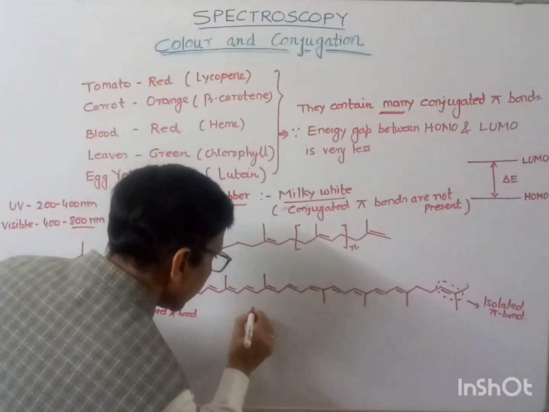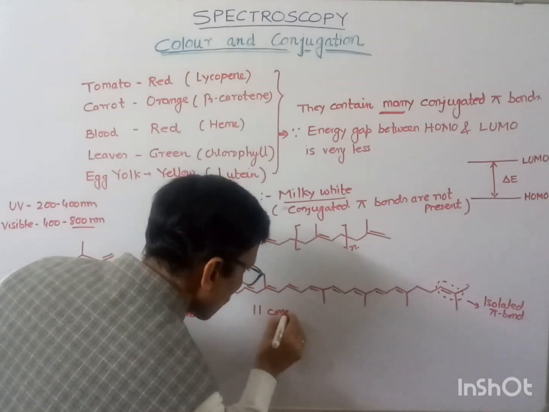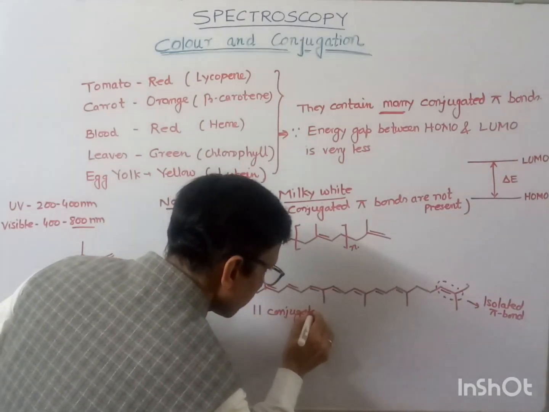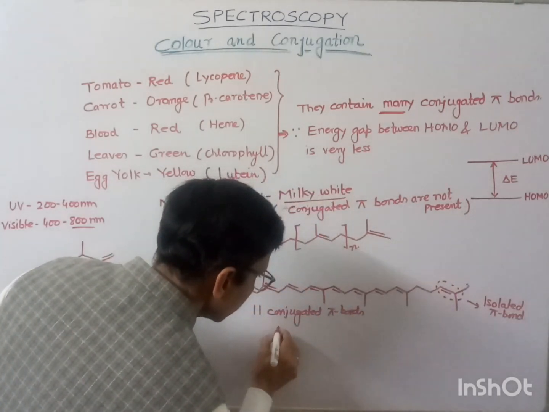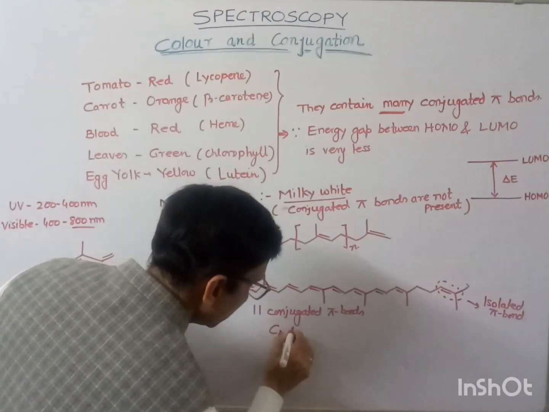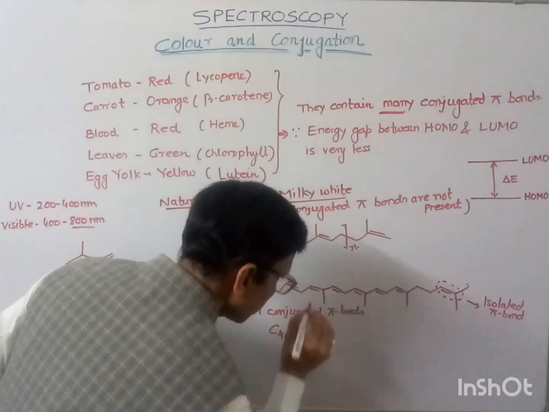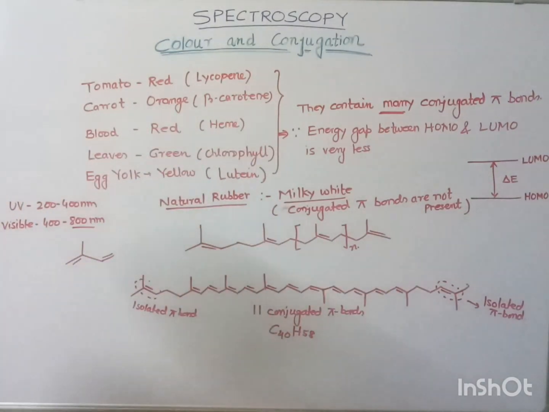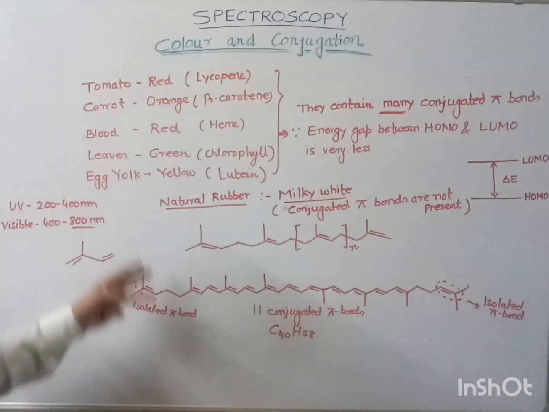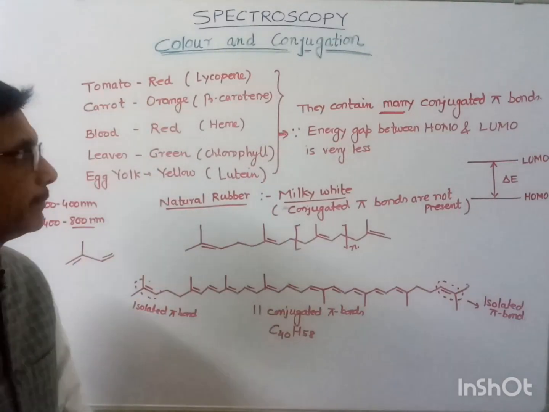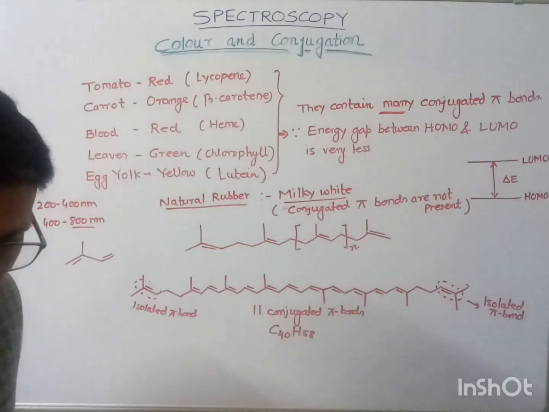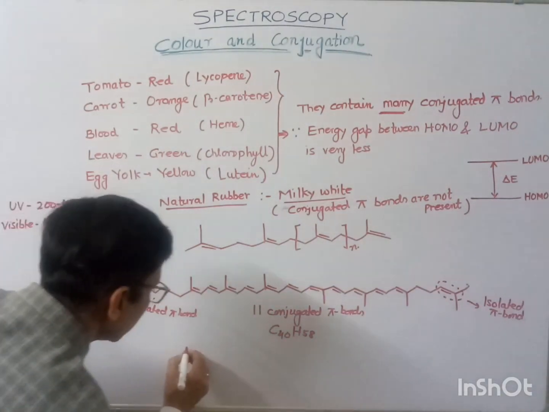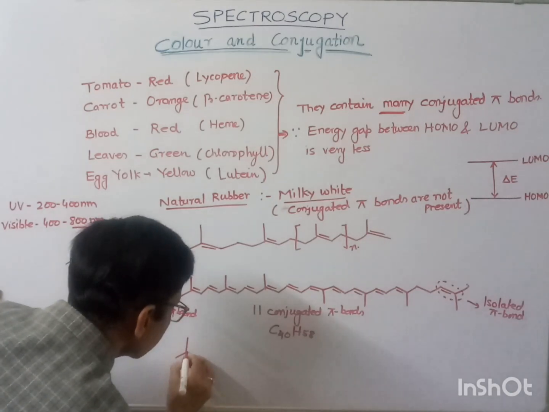So it has 11 conjugated pi bonds, and its formula is C40H58. Now in the same way, if you see beta carotene, beta carotene also contains 11 conjugated pi bonds. So if I draw the structure of beta carotene, it has this structure.